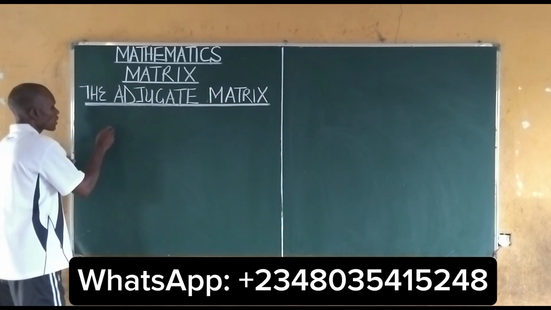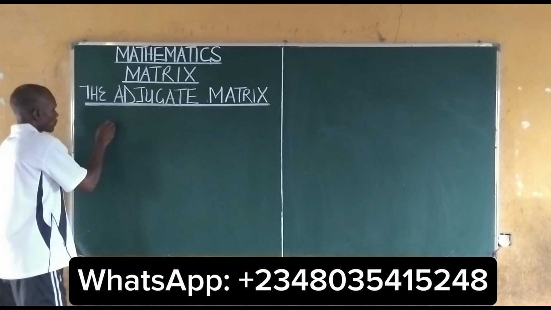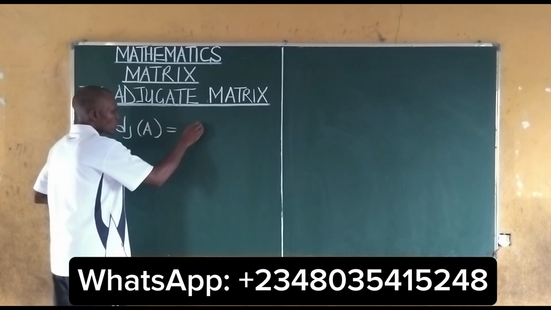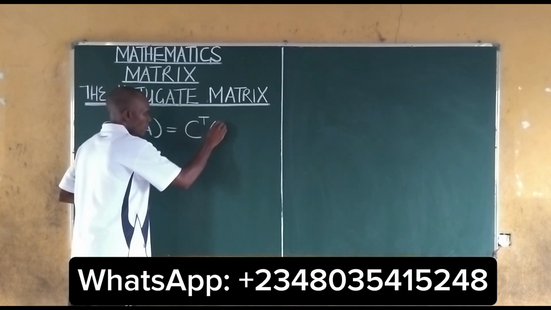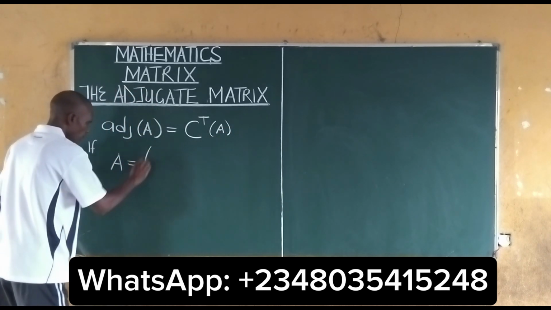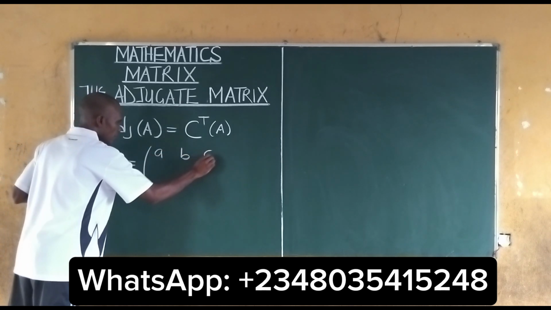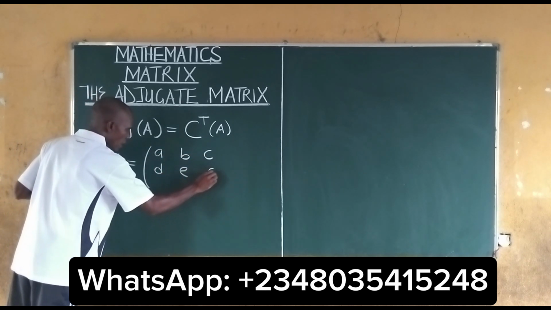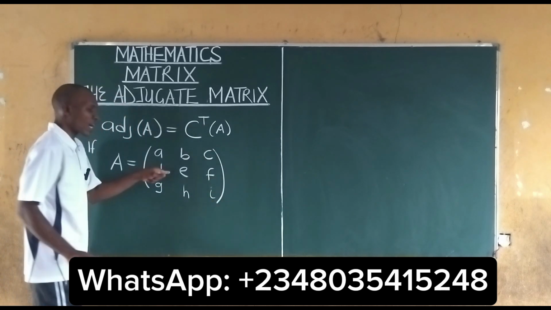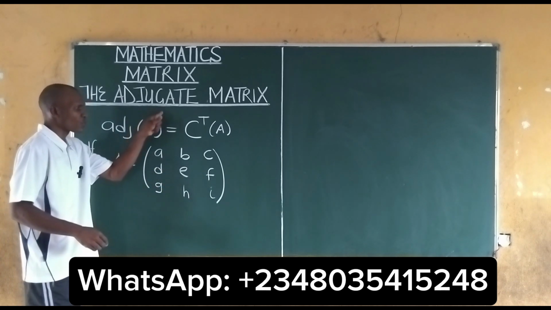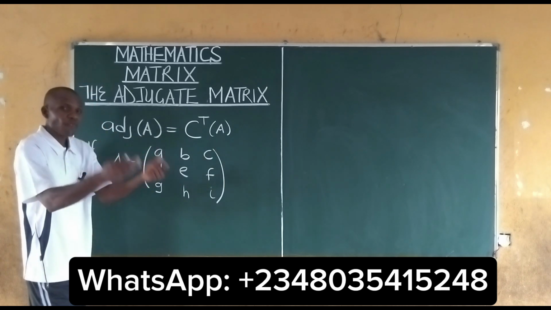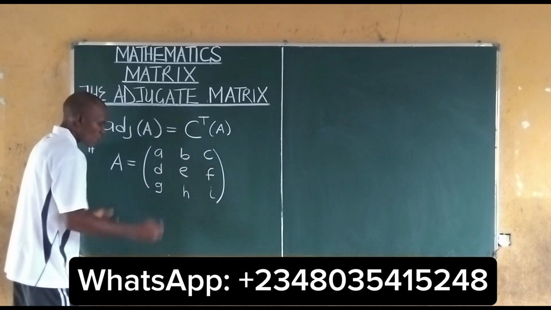We know that the adjugate of A is equal to the cofactor transpose of A. So, if, for example, A is equal to the matrix A, B, C, D, E, F, G, H, I, how do we compute the adjugate matrix of A? We should note that for the adjugate matrix, we compare it with the cofactors. All of these here are the cofactors.